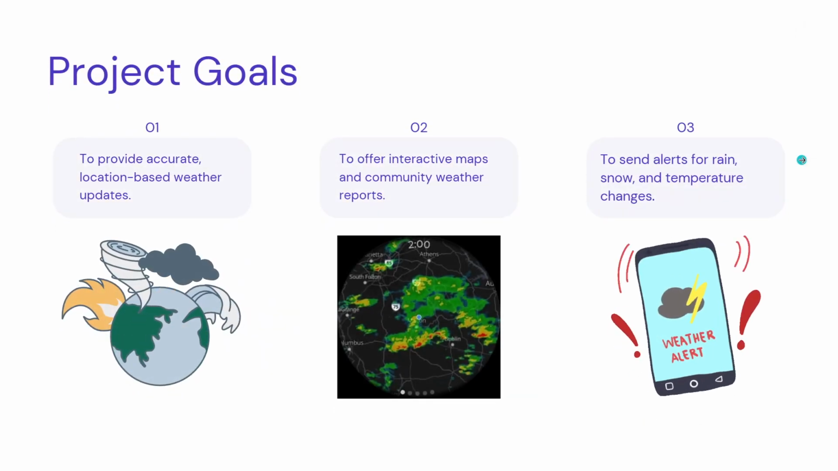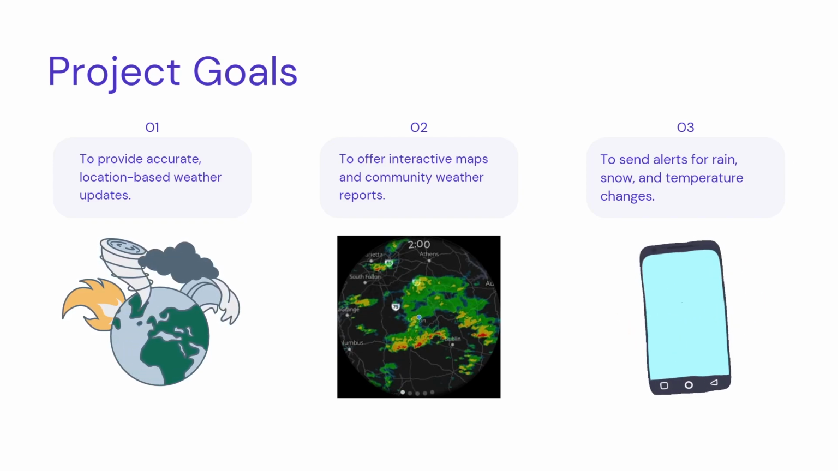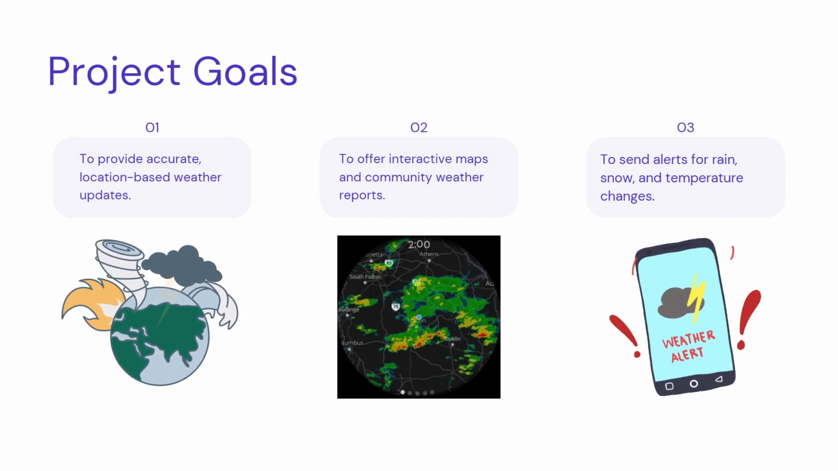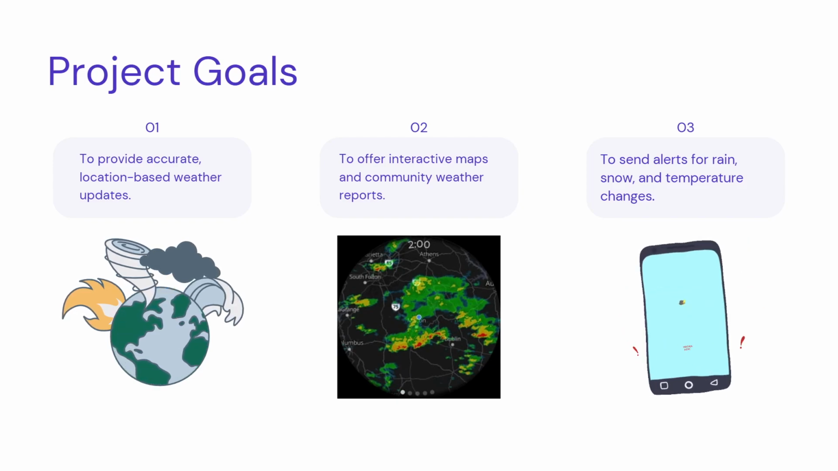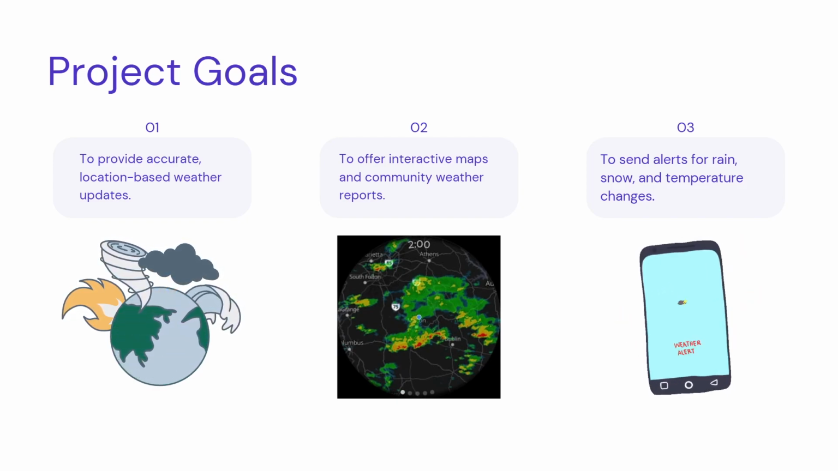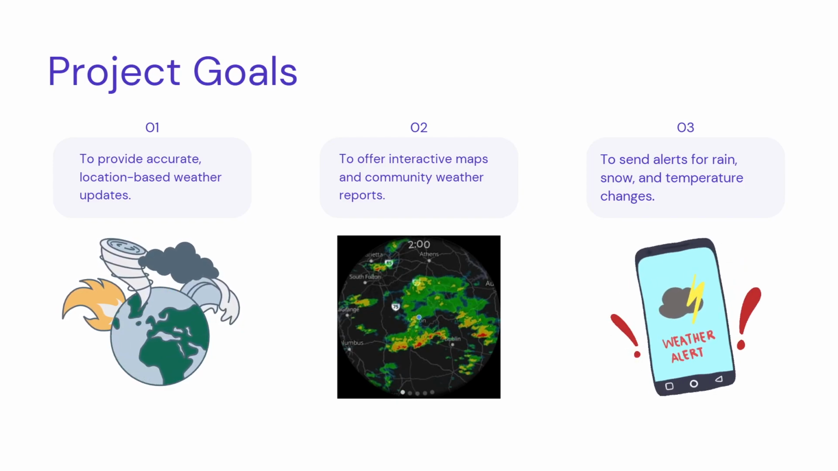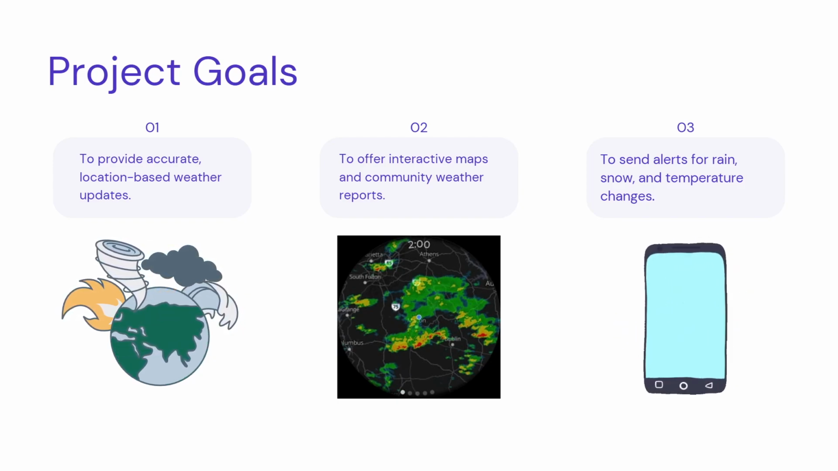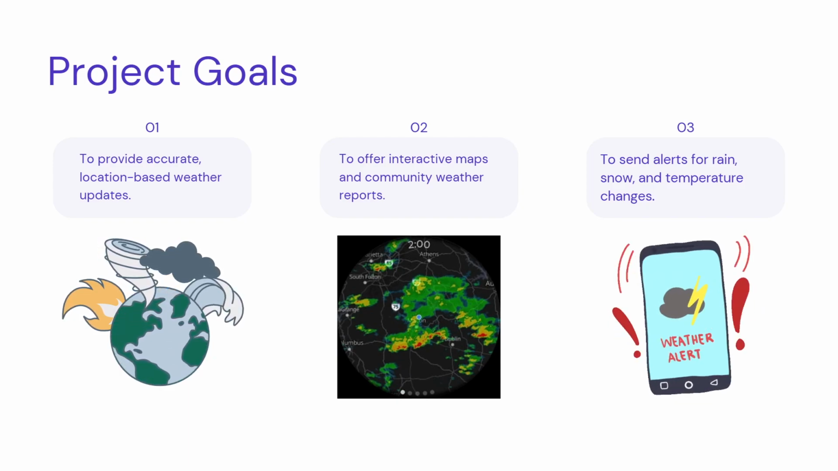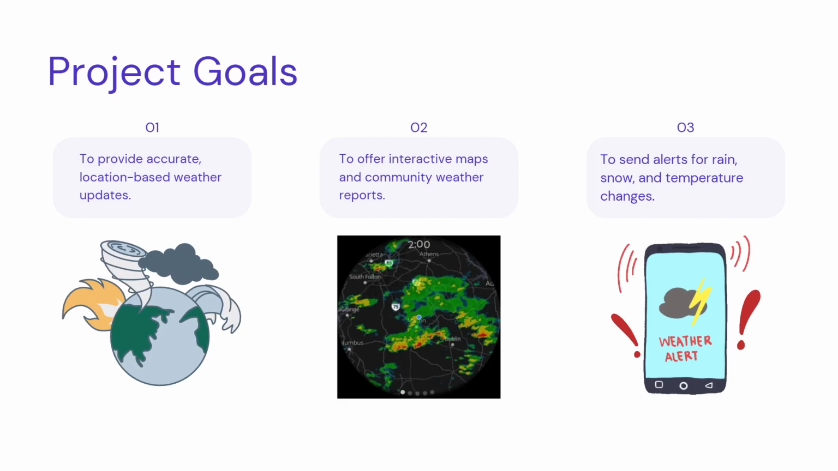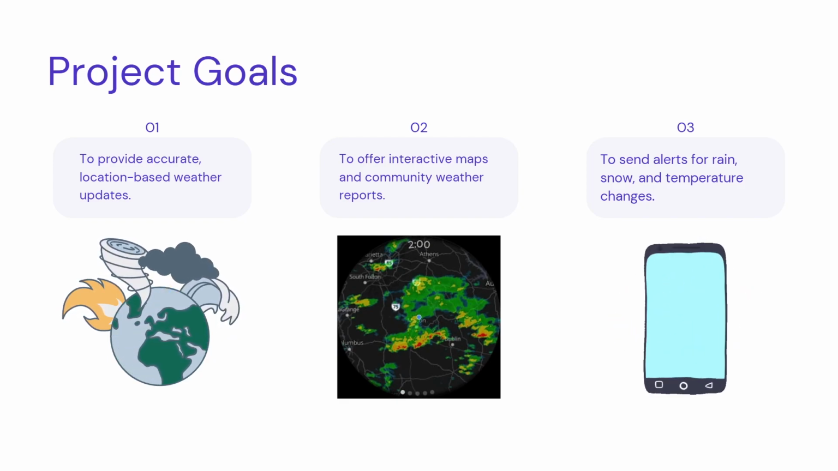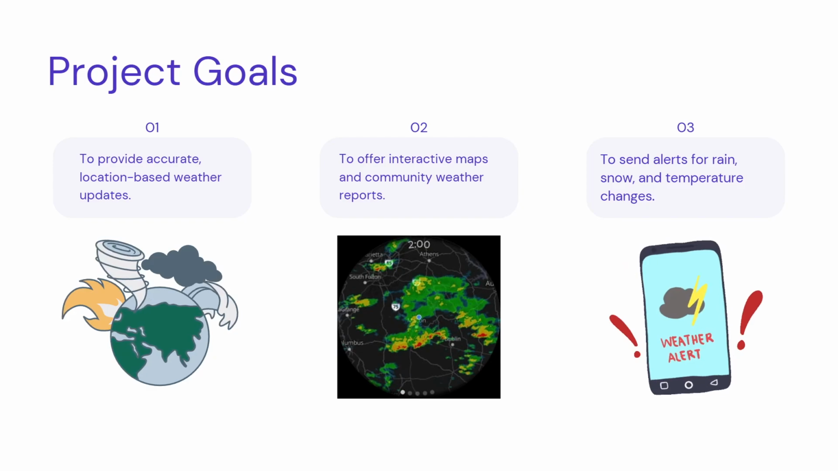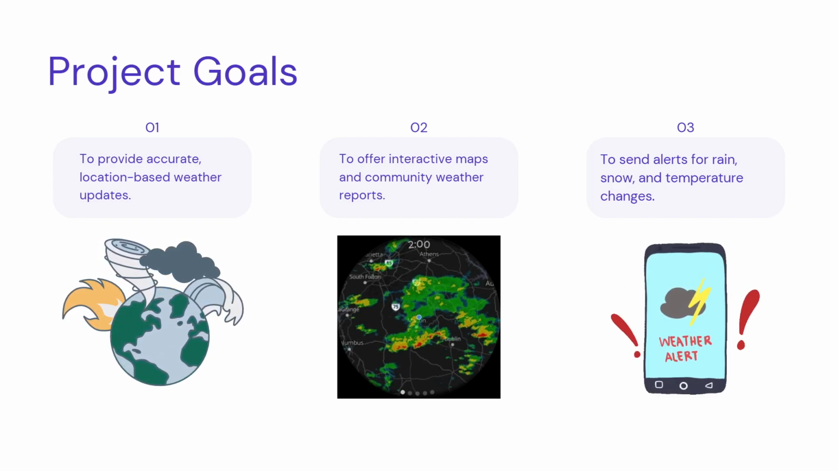The goals of our project were to provide accurate location-based weather updates from using APIs that we can display on our app. We wanted to offer users interactive radar maps, and on those maps, people can submit a community weather report where they can say such things like, "Hey, it's raining over here," and other people can view that report. And then the last thing, our goal was to have a way for users to get alerted for rain, snow, thunderstorms, and hot and cold temperatures.